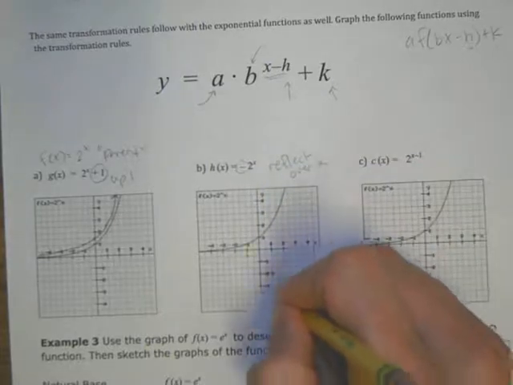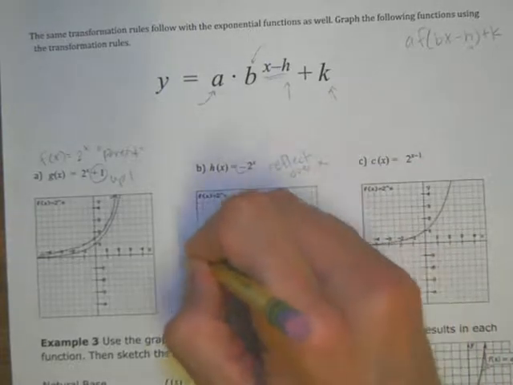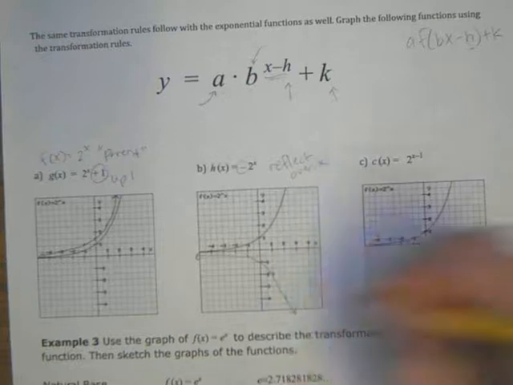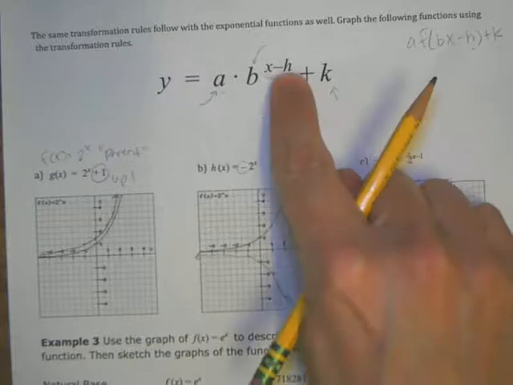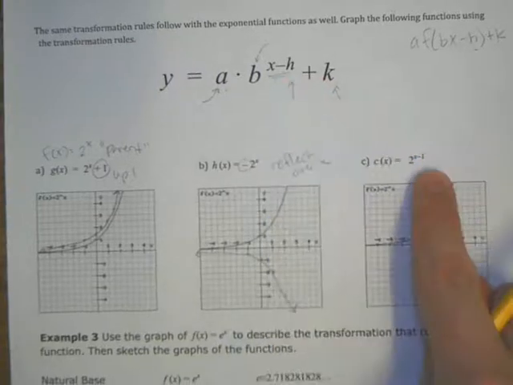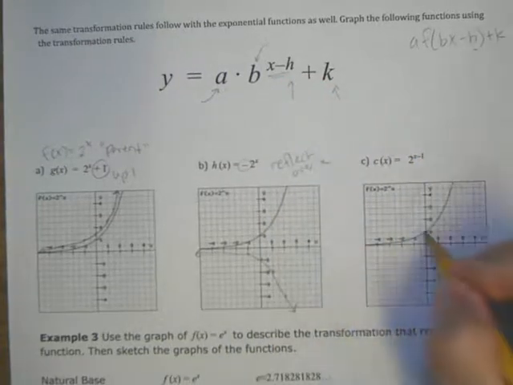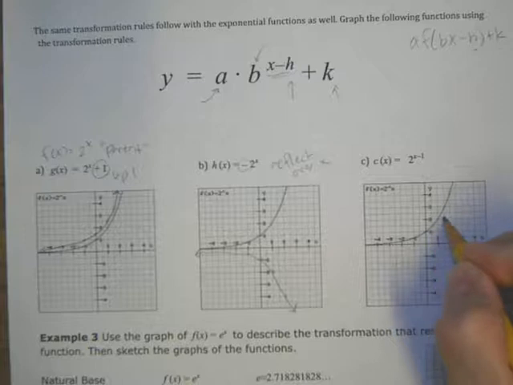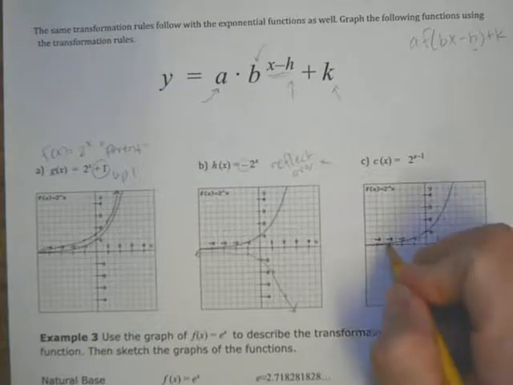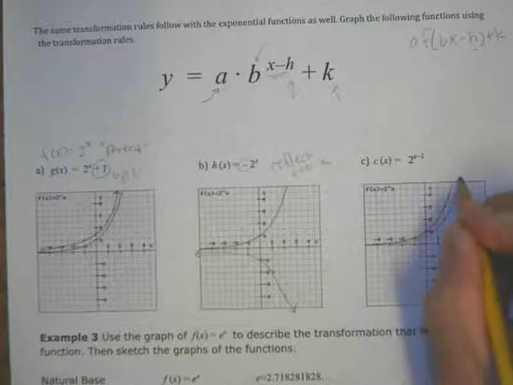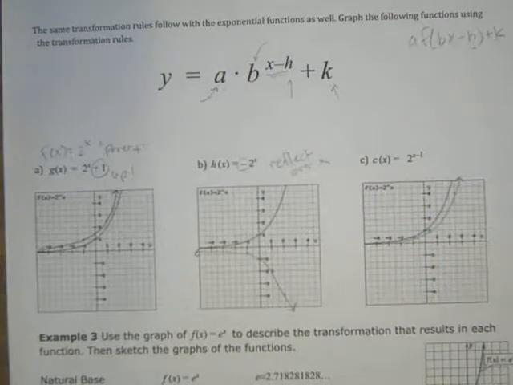This bad boy, when we shift it, h negative means to the right. Take every point, boom, boom, boom, boom. Don't touch your asymptote. Boom. Easy peasy, lemon squeezy. Questions? Talk to your neighbors.